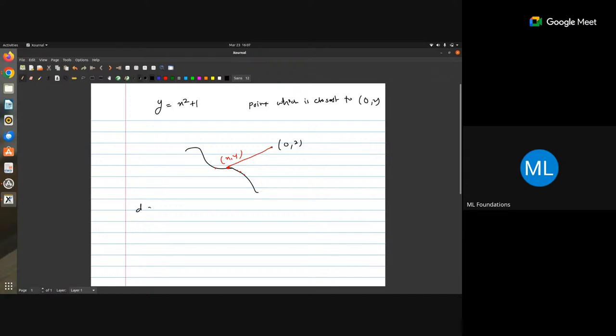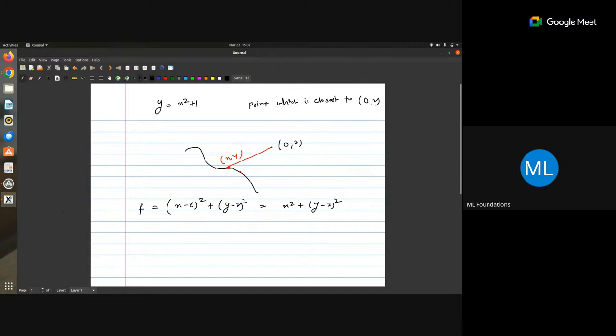So the distance can be written as a function. It will be the root of x minus 0 square plus y minus 2 square. What you can do is remove the square root and write the function as distance square. So x minus 0 whole square plus y minus 2 whole square, which looks like x square plus y minus 2 whole square.